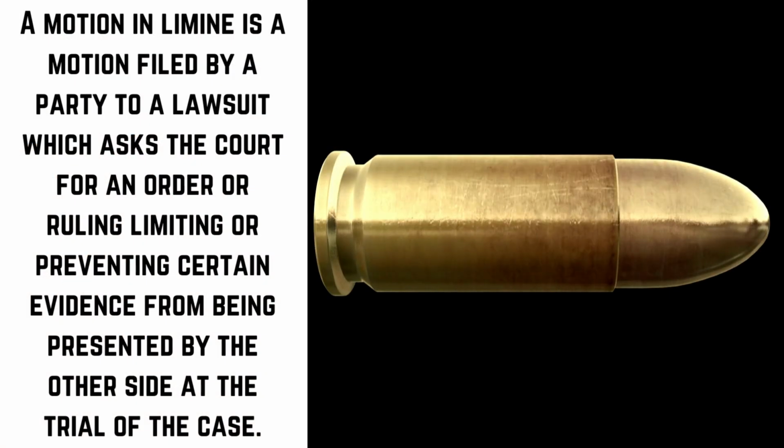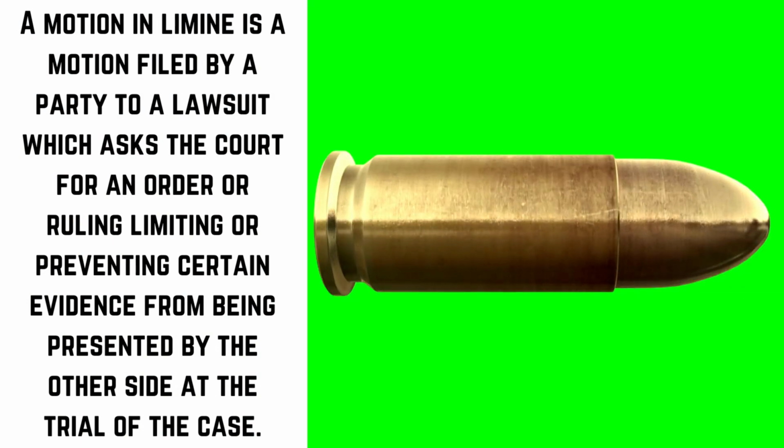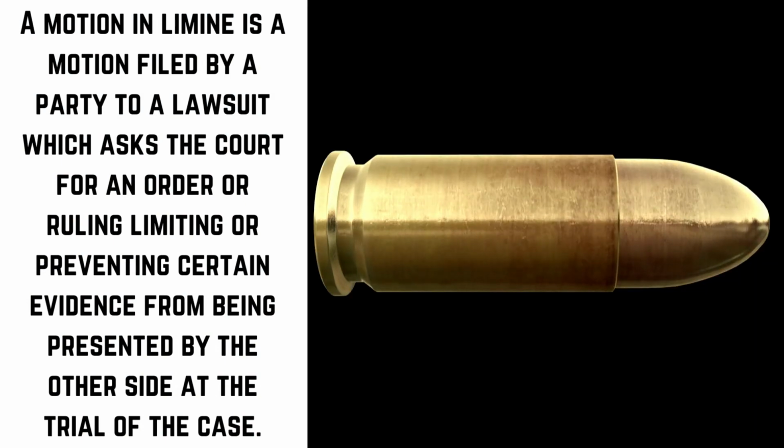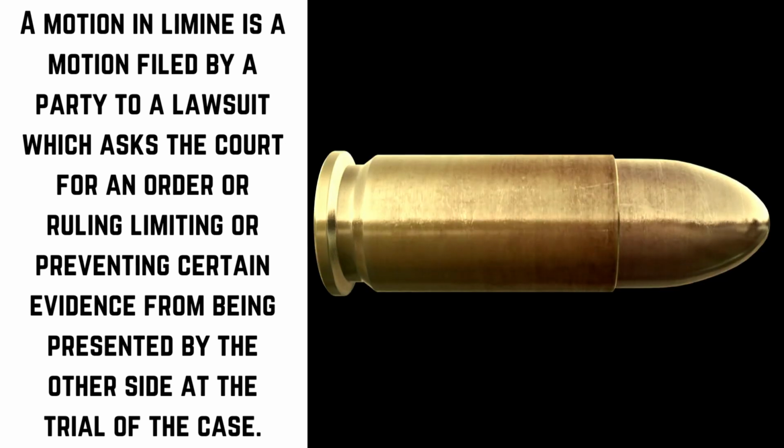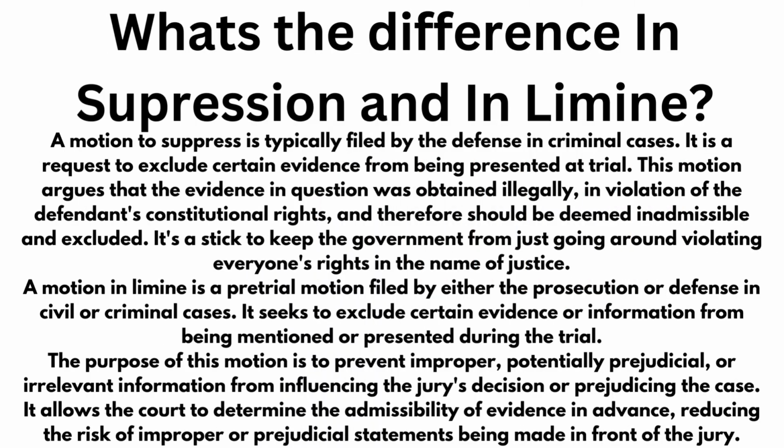A motion in limine is a motion filed by a party to a lawsuit which asks the court for an order or ruling limiting or preventing certain evidence from being presented by the other side at the trial of the case. What is the difference in suppression and in limine?